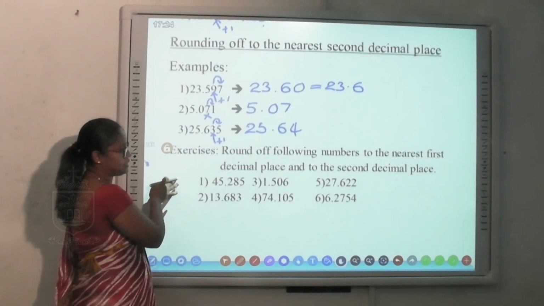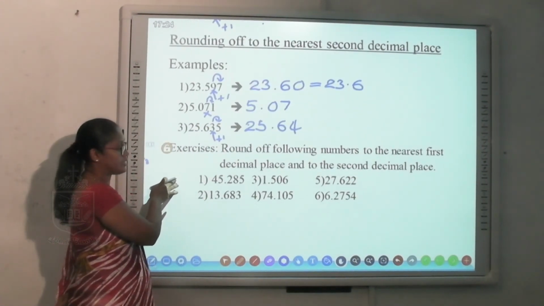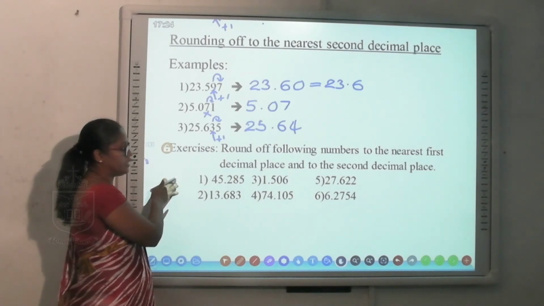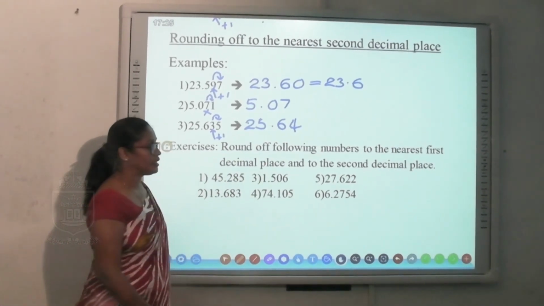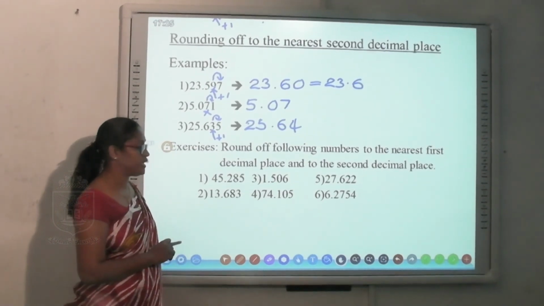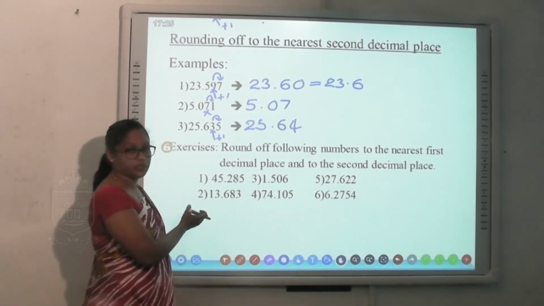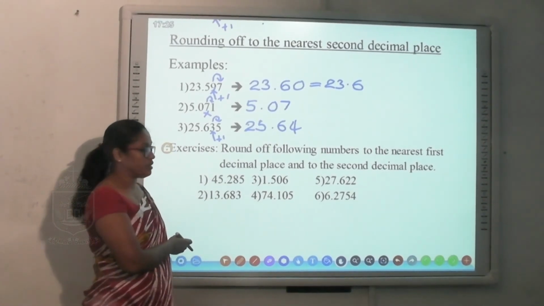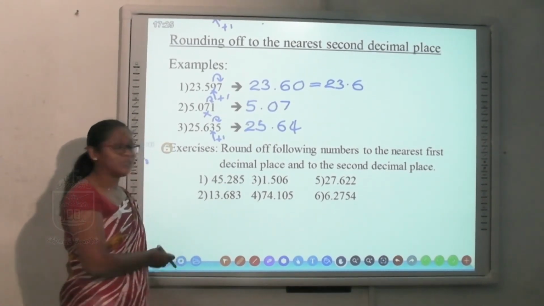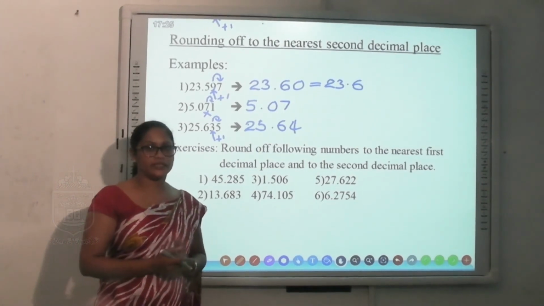Now this is the last exercise I'm assigning you, right? Round off the following numbers to the nearest first decimal place, and use the same set of numbers to round off to the second decimal place also, right? So that's all that I want to explain under this lesson.